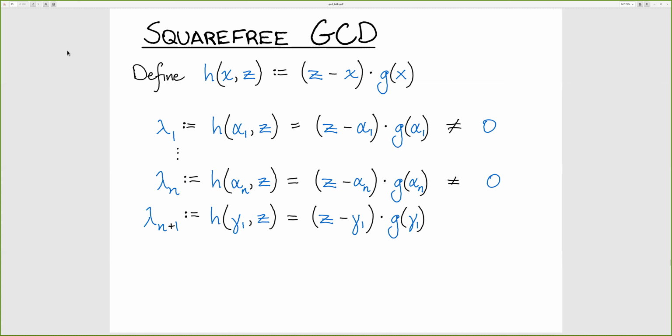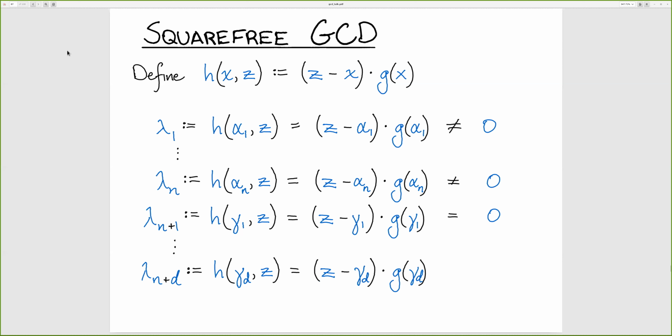Now, what about when I plug the gammas in? Well, the gammas are shared roots between f and g, so I get 0. And I get 0 for all the gammas. So, big picture, what I'd like to do is take the product of just these first n values. If I were to take the product of these, that would be something like f divided by the GCD. Okay, I can fix things up after that.